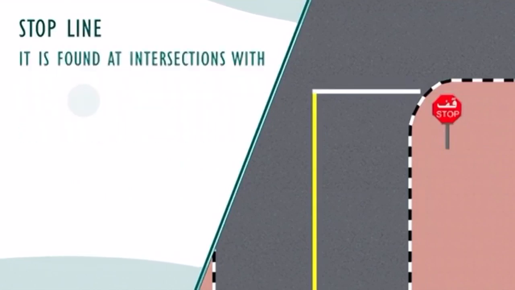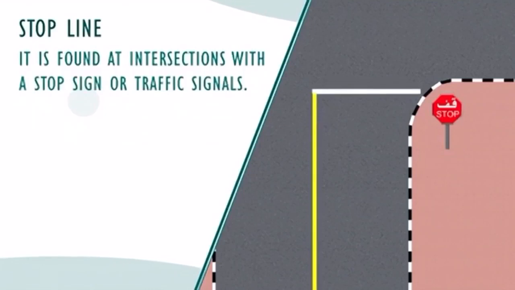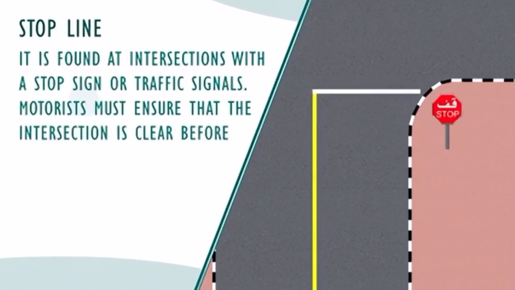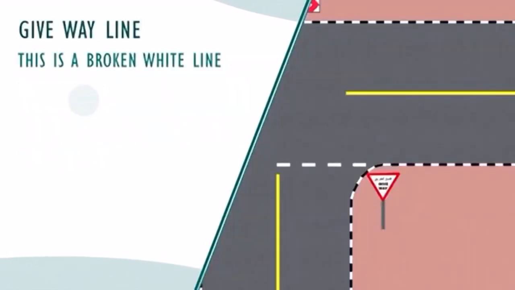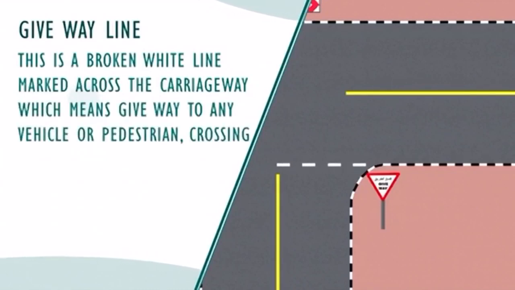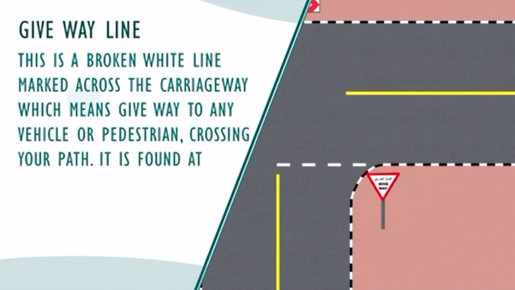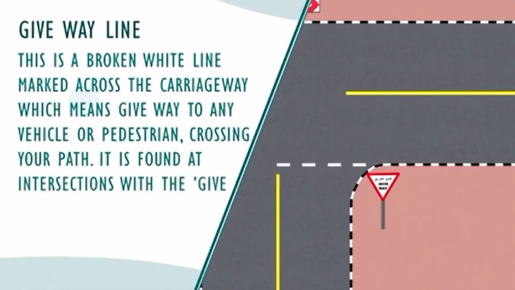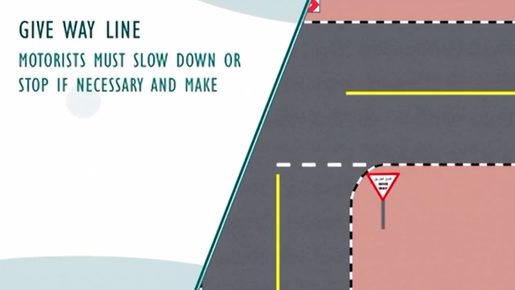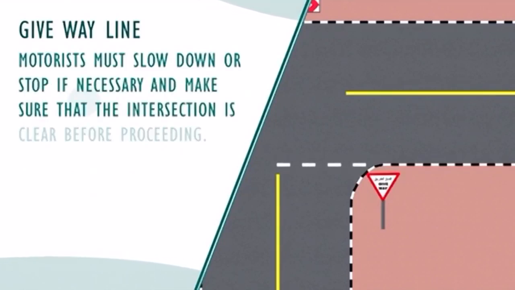It is found at intersections with a stop sign or traffic signals. Motorists must ensure that the intersection is clear before proceeding. This is a broken white line marked across the carriageway, which means give way to any vehicle or pedestrian crossing your path. It is found at intersections with the give way sign. Motorists must slow down or stop if necessary, and make sure that the intersection is clear before proceeding.